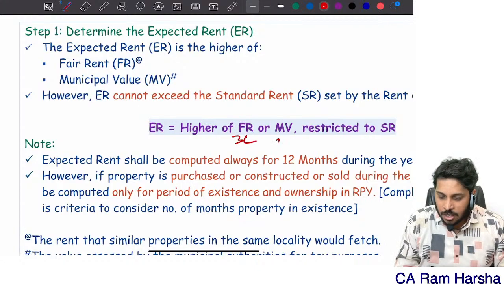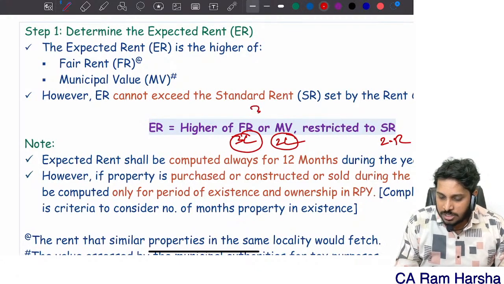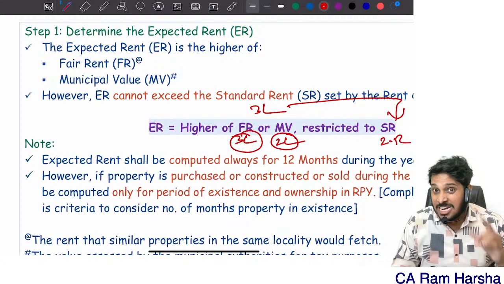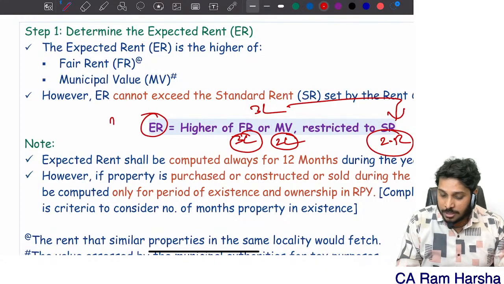Suppose fair rent is 3 lakhs, municipal value is 2 lakhs per annum. Standard rent is 2.5 lakh. 3 or 2, whichever is higher, 3. But it is illegal if you receive more than 2.5. So expected rent is 2.5.